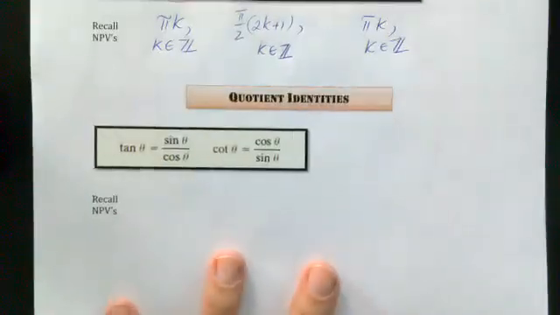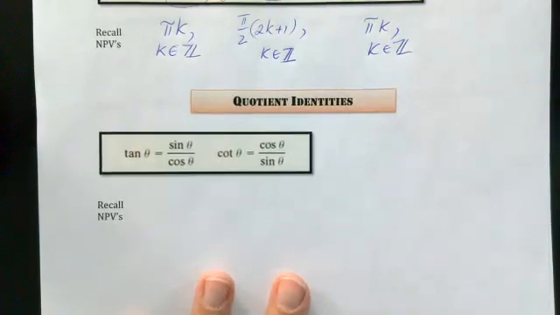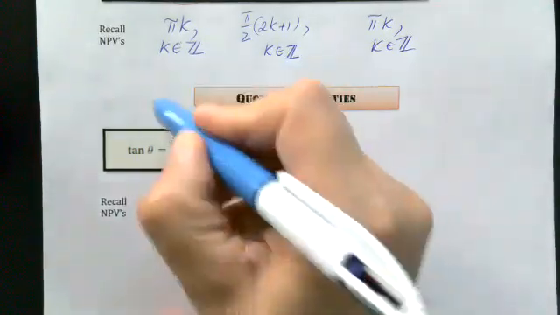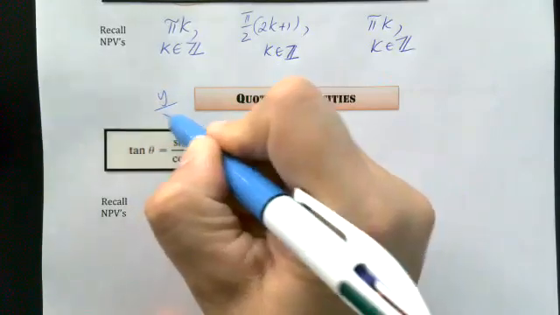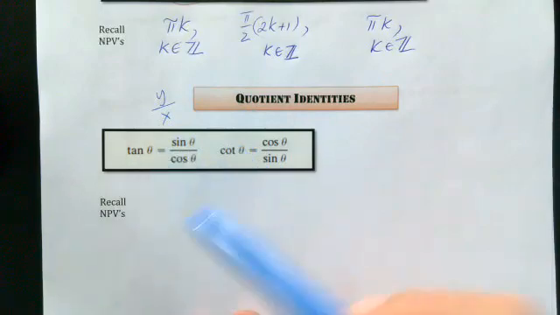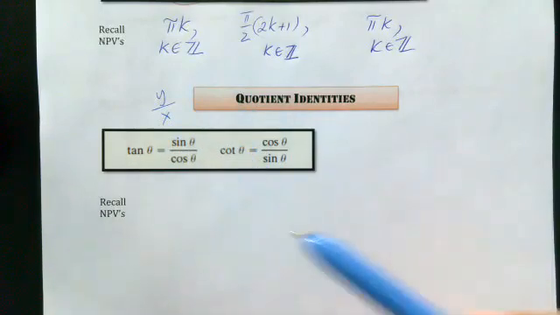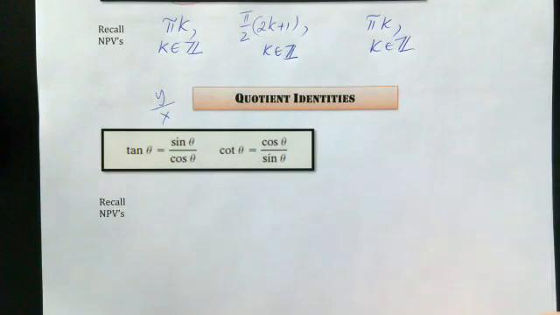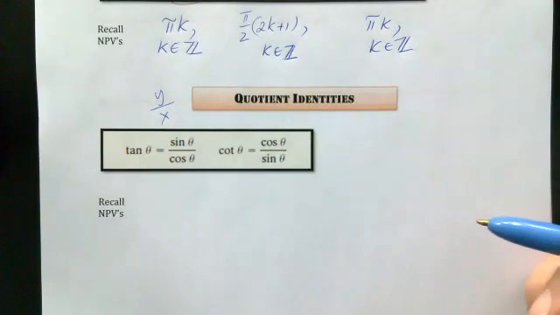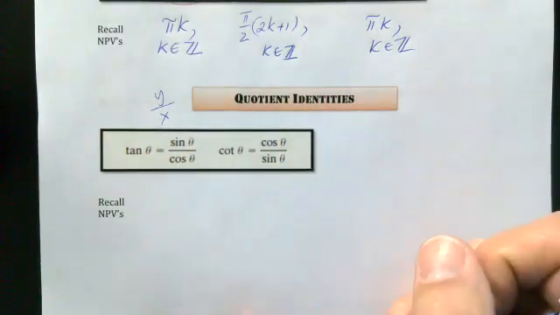Okay, quotient identities are identities that are obtained by dividing two known functions. The only two that we have are tangent and cotangent. So a tangent is sine over cos. Remember our formula y over x, right? y is sine on the unit circle, x is cosine on the unit circle. So there it is as a quotient identity. And then cotangent will be just the reciprocal of tan, so you just flip over the same fraction, so it's going to be cosine over sine.